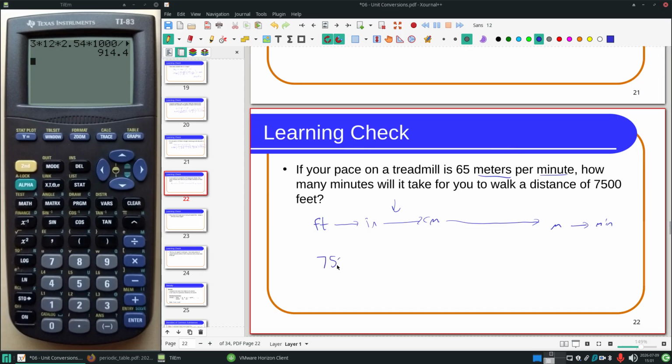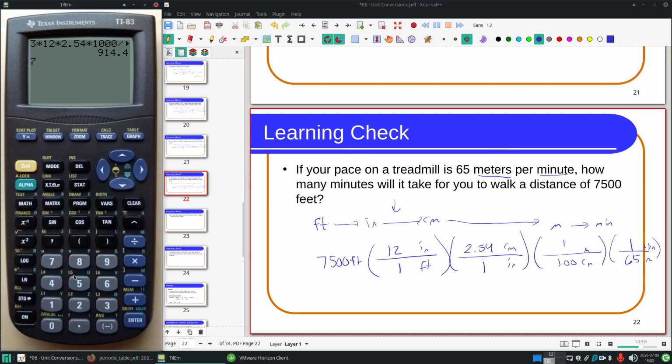All right, so 7,500 feet. We're going to go from feet to inches, inches to centimeters, centimeters to meters, and then one that doesn't make a lot of sense, but meters to minutes. It's unique to this problem. All right, so how many feet in an inch? Well, there's 1 foot is 12 inches. 1 inch is 2.54 centimeters. There's 100 centimeters in a meter. And our last weird one, 65 meters covered in 1 minute.